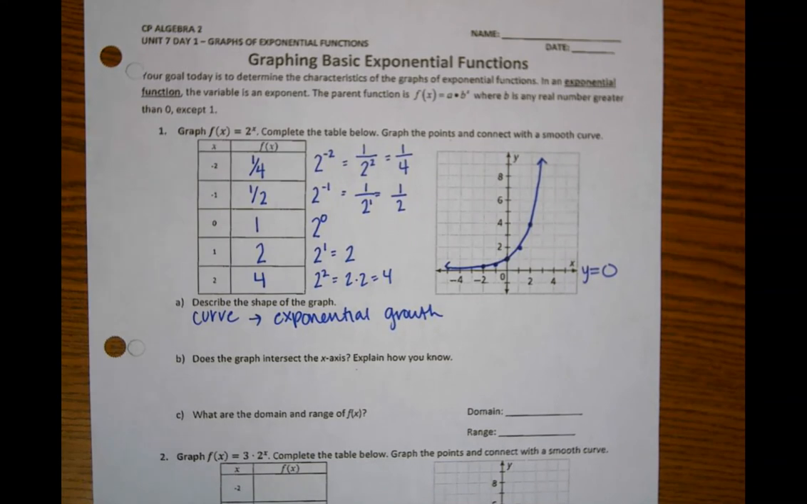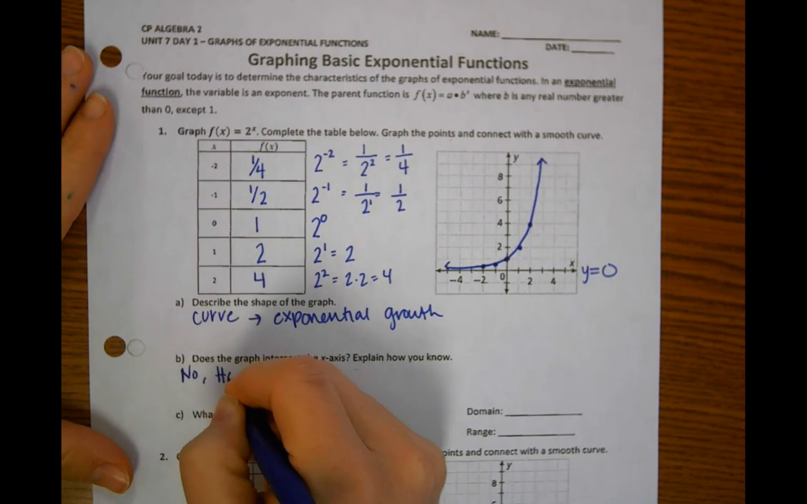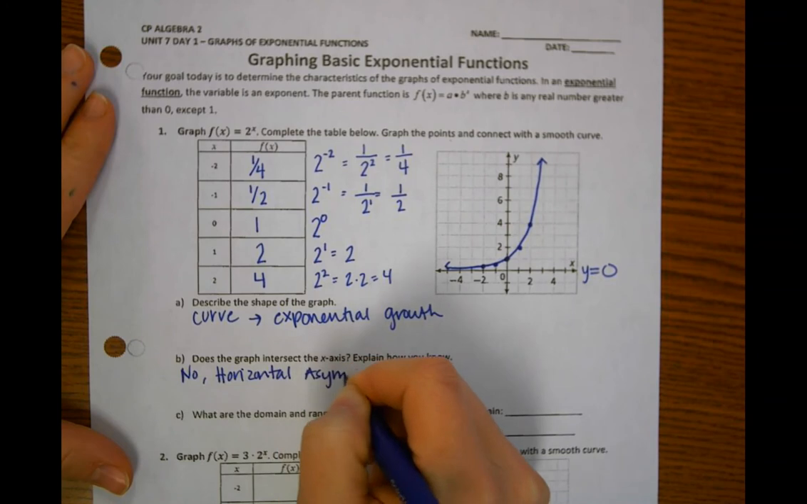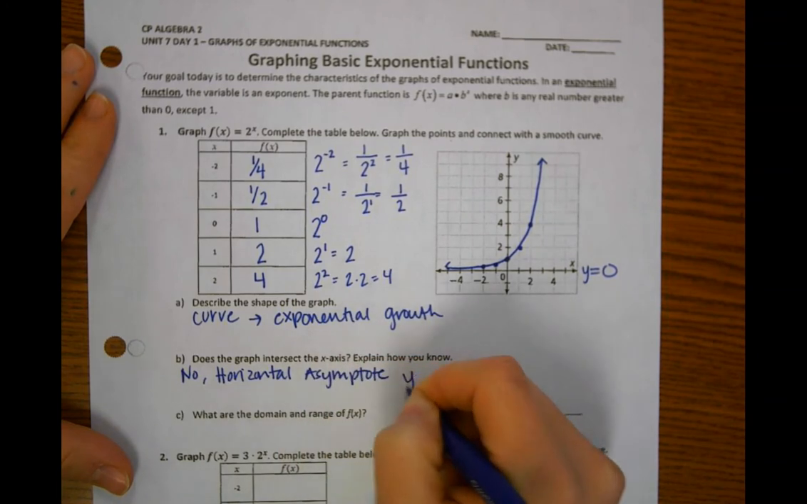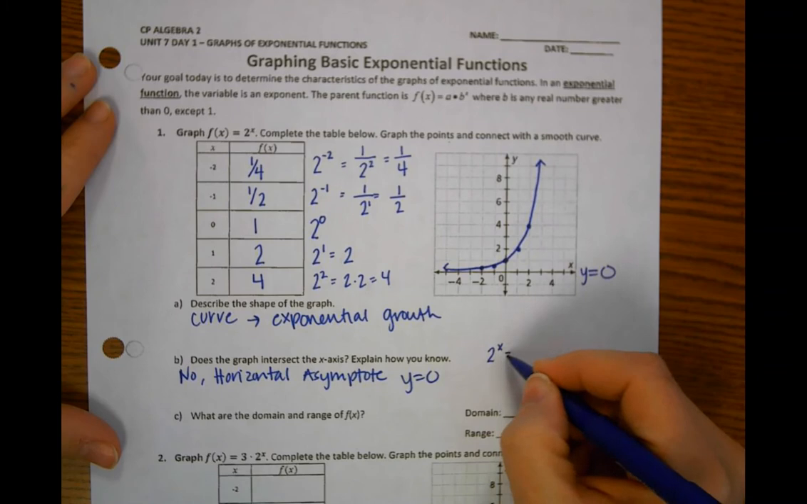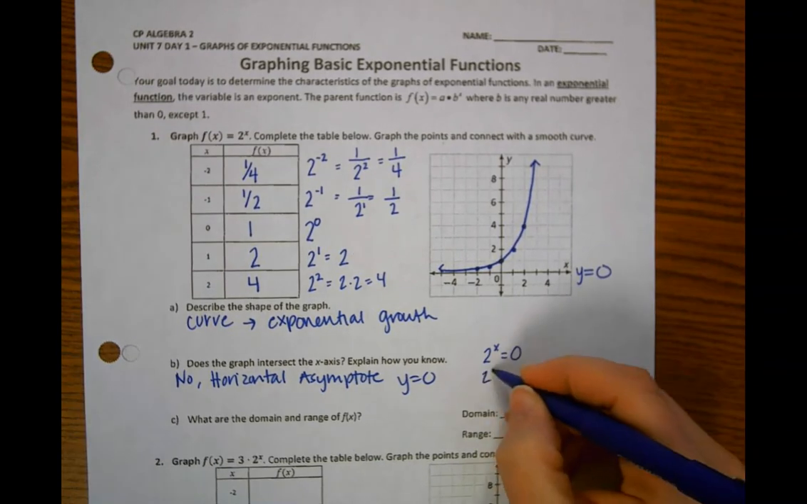So then it says, does the graph intersect the x-axis? Explain how you know. No, we have a horizontal asymptote. That's at y equals 0. You can also think of this as, this would mean that you get a y value of 0. So if you have 2 to the x power and you want that to equal 0, remember we already said that 2 to the 0 power was 1.